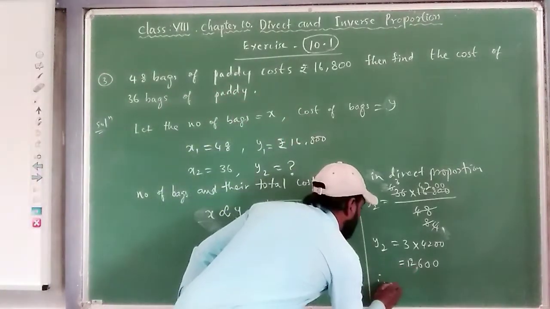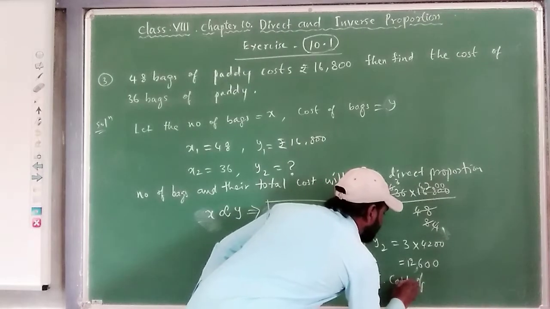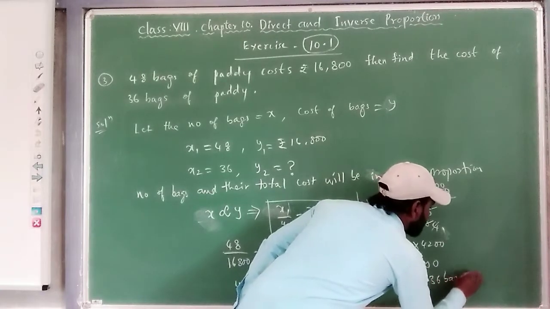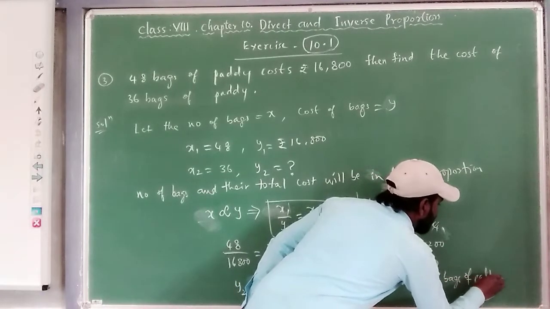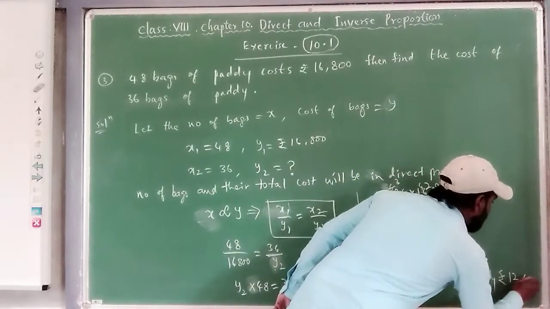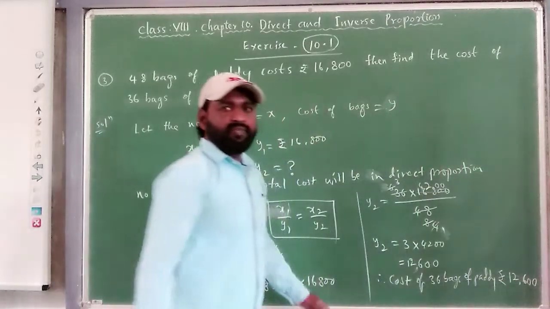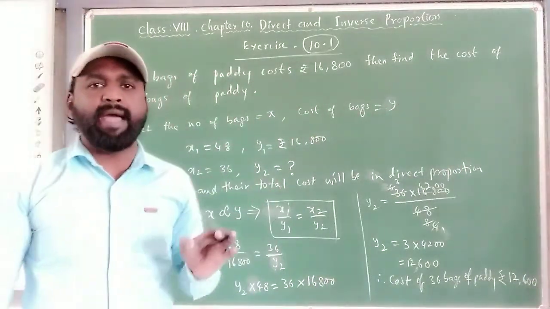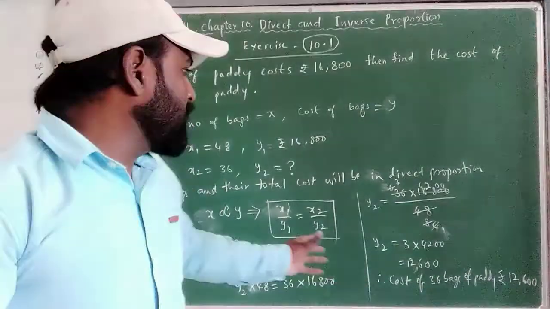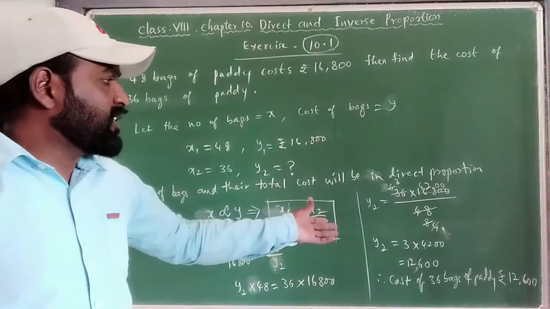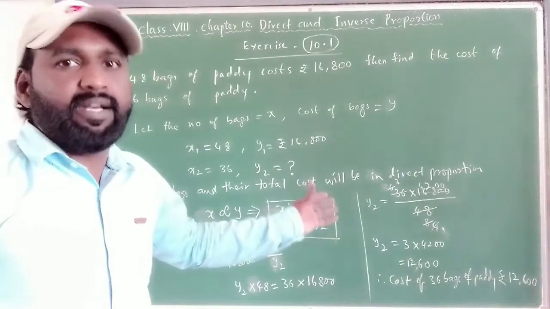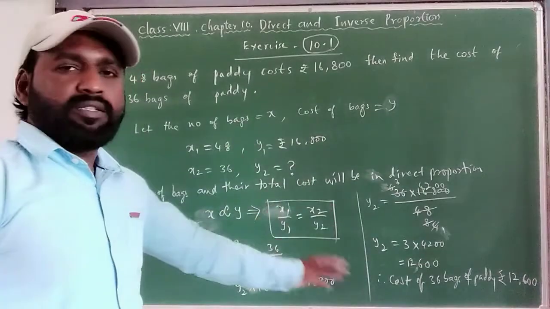If you want to purchase only 36 bags, how much money do you need to spend? 12,600. Therefore, the cost of 36 bags of paddy is rupees 12,600. Here we did not find out the cost of each one bag. Without finding the cost of each bag, we directly got the answer. The cost of 36 bags of paddy is rupees 12,600. Using the direct proportion method, we have got this solution.